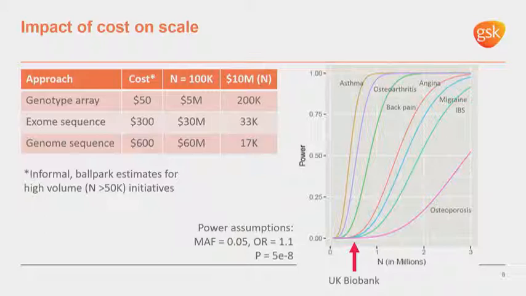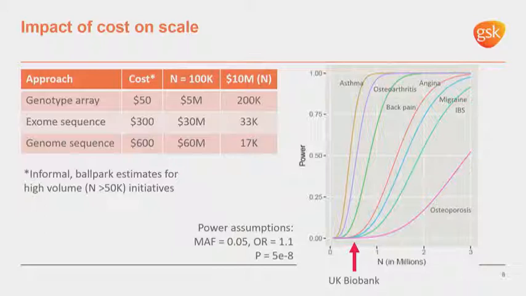So let's say your goal was to collect genetic data on all 100,000 subjects of your existing biobank, if that was its size. At $50 a genotyping array, that would cost you about $5 million. On the other hand, exome sequencing would be about 6 times more than that, $30 million, and genome sequencing would be somewhere between $60 and $80 million to collect genetic data on the same number of individuals.